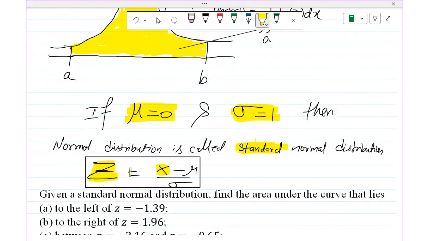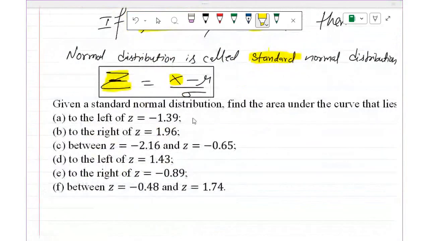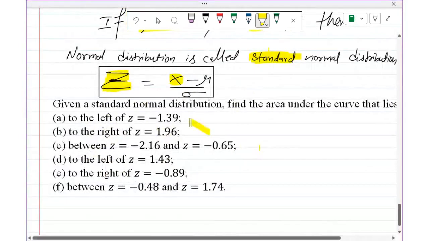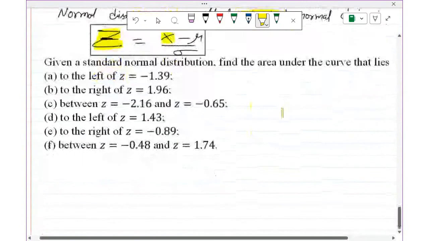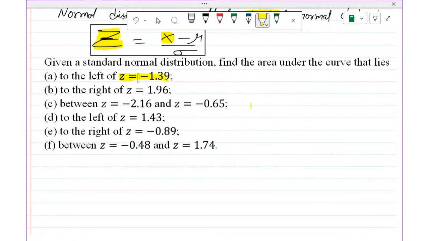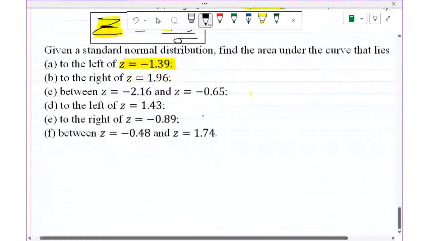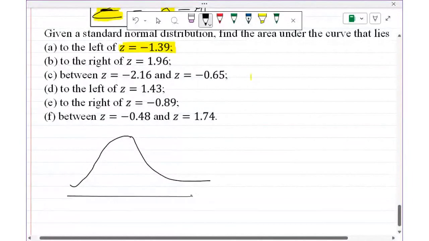Okay, so let us do one question directly. Given a standard normal distribution, find the area under the curve that lies to the left of z is equal to minus 1.39. So what this problem is asking us: given a standard normal distribution, this kind of diagram you will make before doing the question.